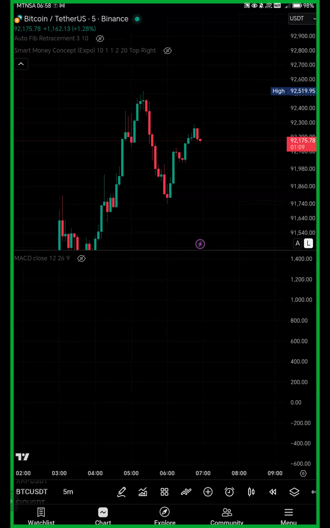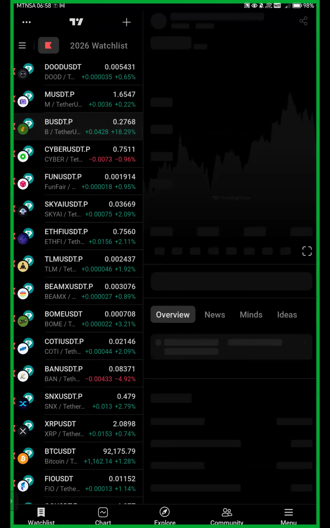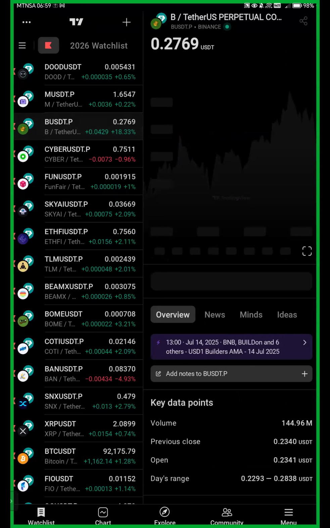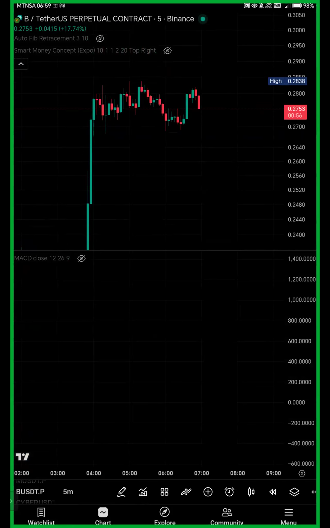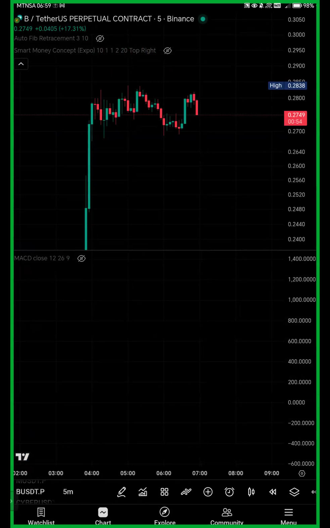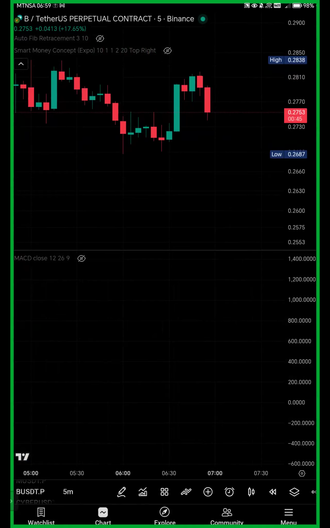Okay, so let me look for a coin that is probably on an upward movement, so that I can paint a good picture. Okay. So this is what I'm trying to say.